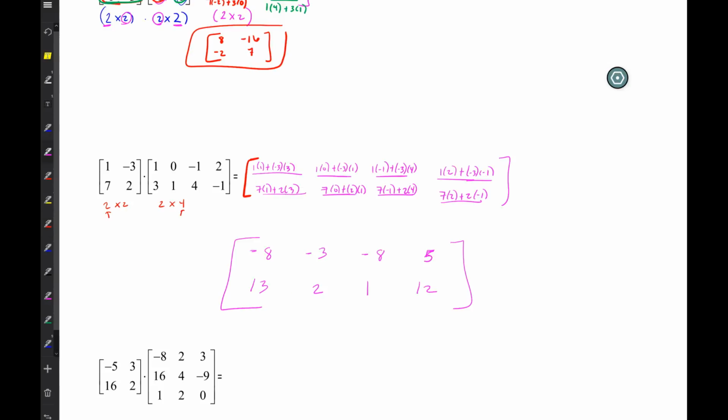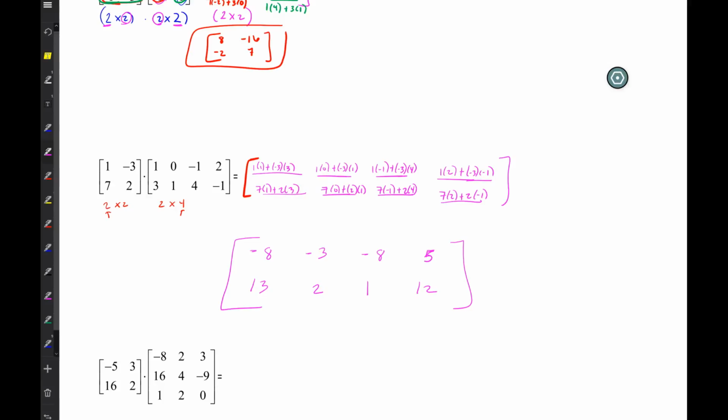Now, it took me a little time just because I wanted to show all the work that would go into each element. In case you made a mistake, you could see where your mistake lied. But how did we do? Did we get this matrix as our answer? Yeah. Jeremiah?